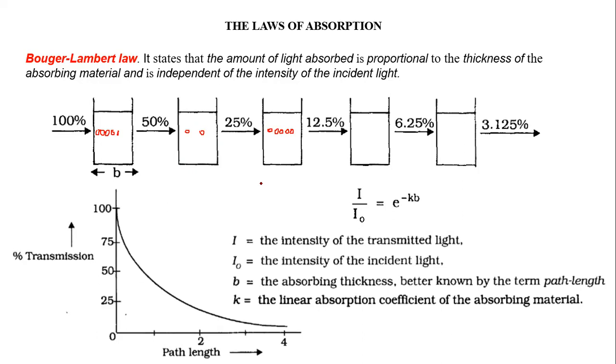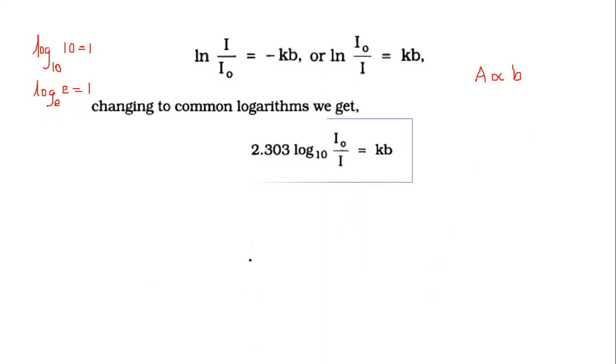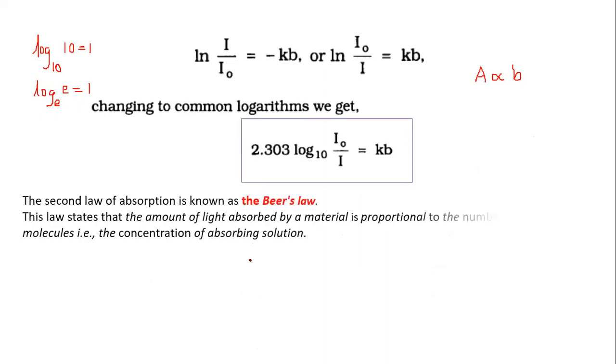So what I'm trying to say here is that if I increase the concentration without changing the thickness, then the number of molecules which are interacting with the light radiation that is passing through will be more. And hence, the more the concentration, the more will be the absorption. Can I say this? So that is what is stated here by Beer's law.